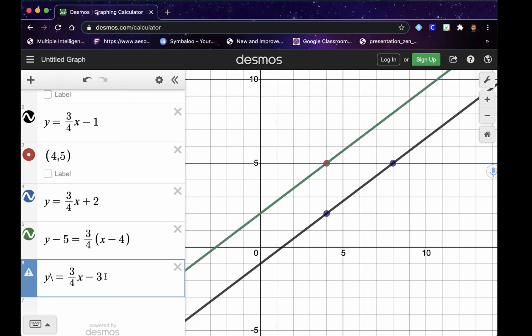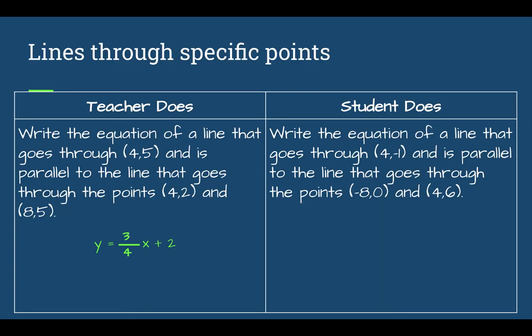If I add 5 to both sides, I'm at plus 2. So y equals 3/4 x plus 2. So we had y equals 3/4 x plus 2.